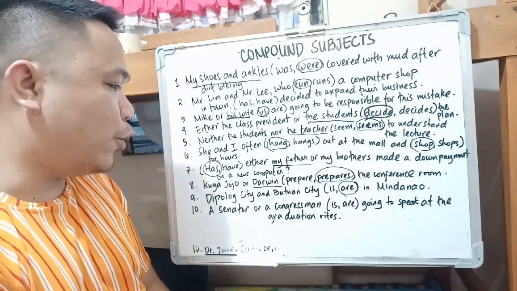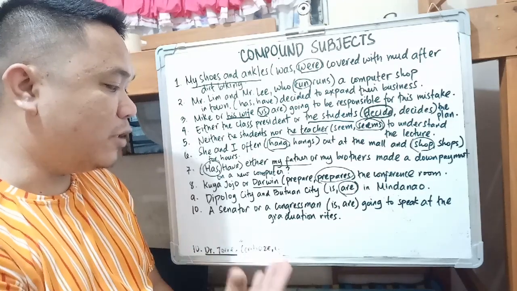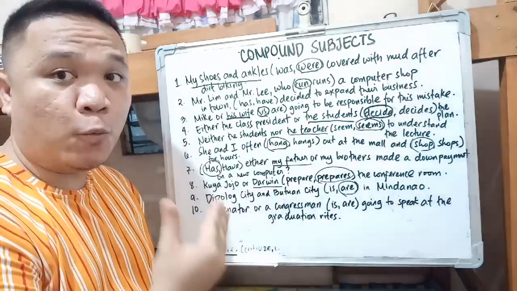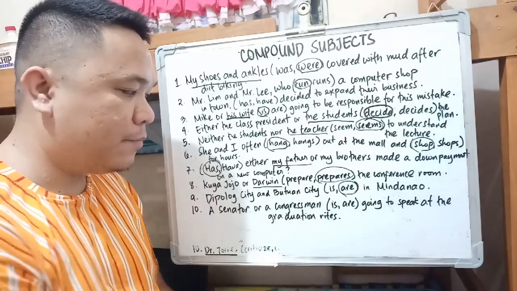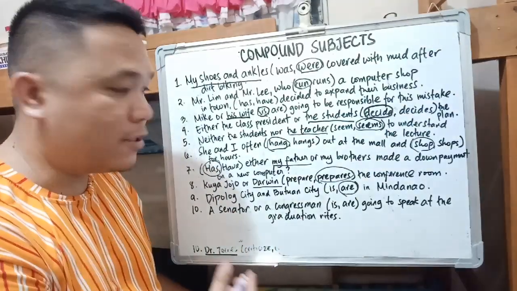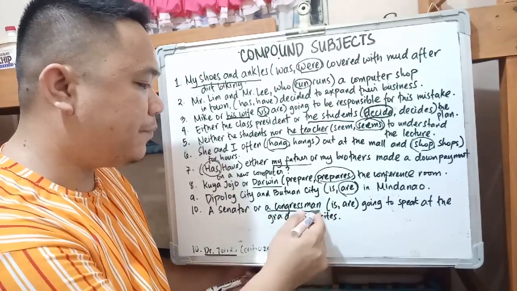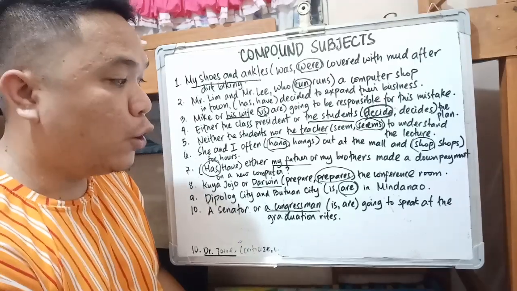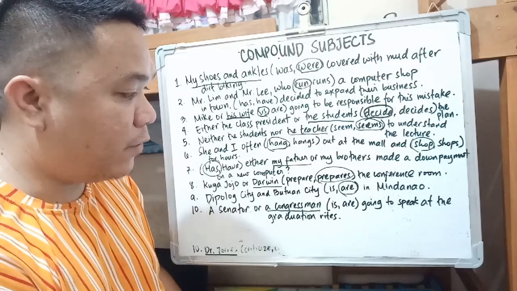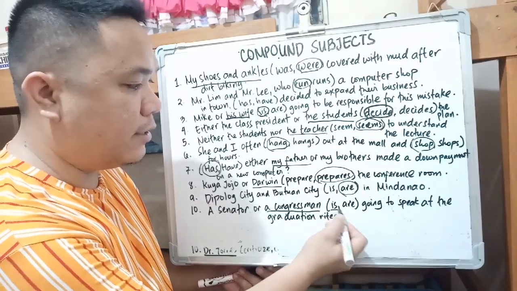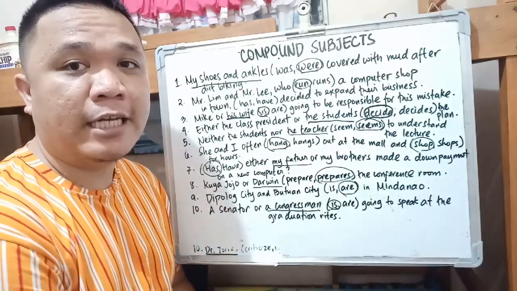Lastly, we have a senator or a congressman. So since these subjects are joined by or, we choose the second one. A senator or a congressman, so our subject is congressman, but not a senator. So a congressman is singular in form. It needs a singular verb. So singular verb is. Okay, are going to speak at the graduation rites.